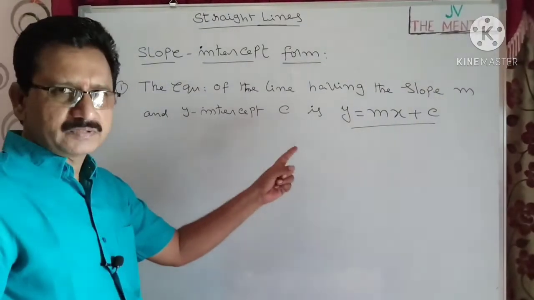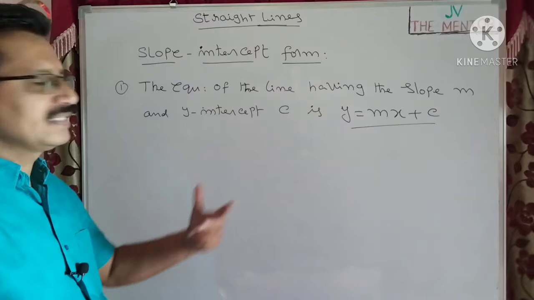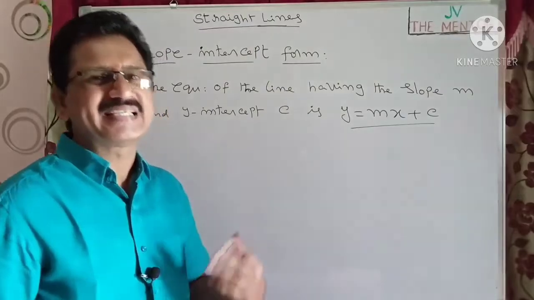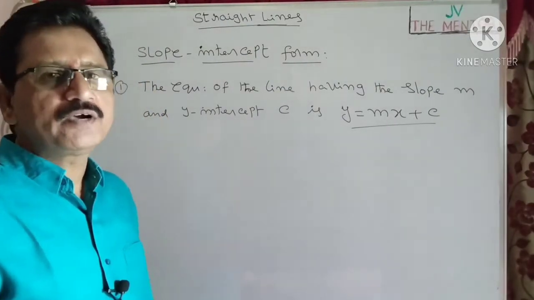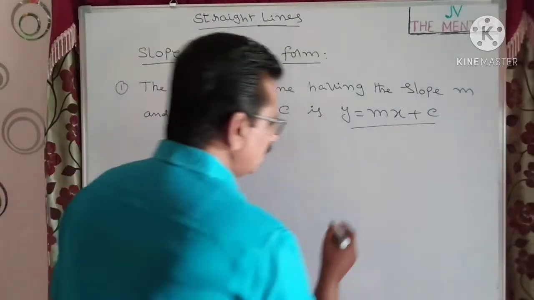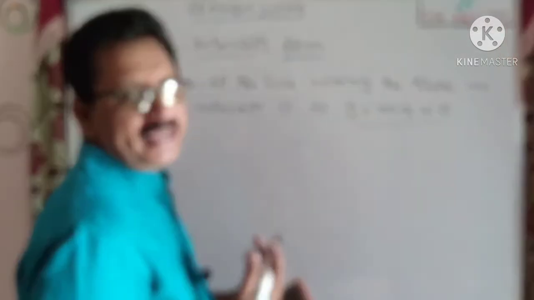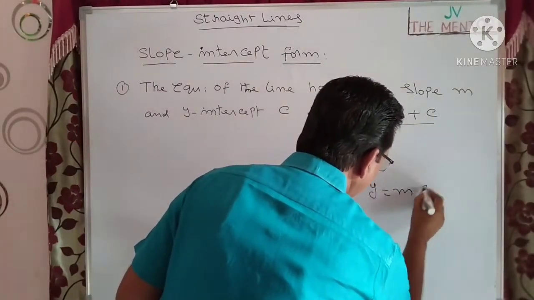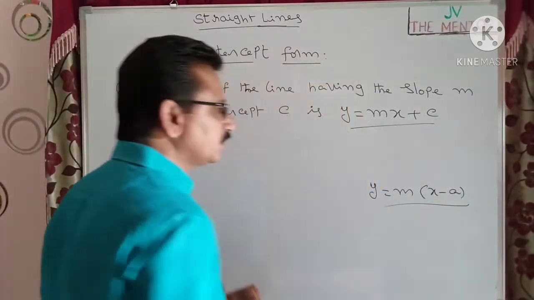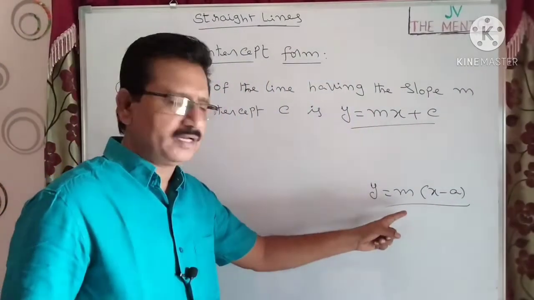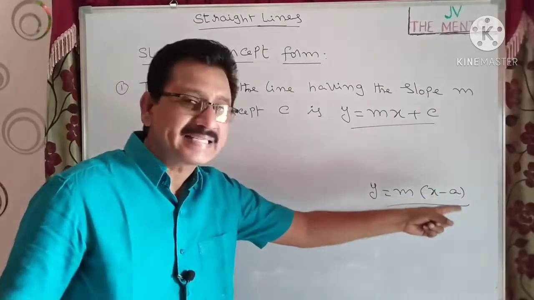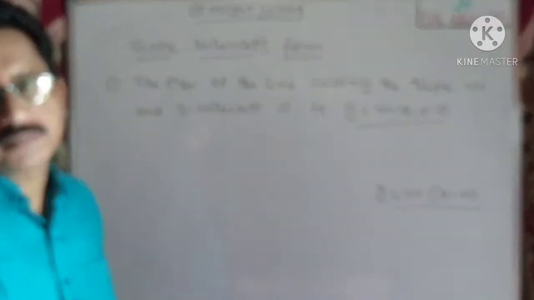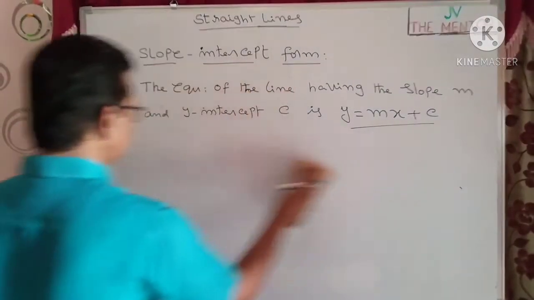If c is the y-intercept, what happens if we have the x-intercept? The equation of the straight line having the slope m and x-intercept a is y equal to m into x minus a. Here x-intercept is a. Then the equation of the straight line is y equal to m into x minus a. Second point.